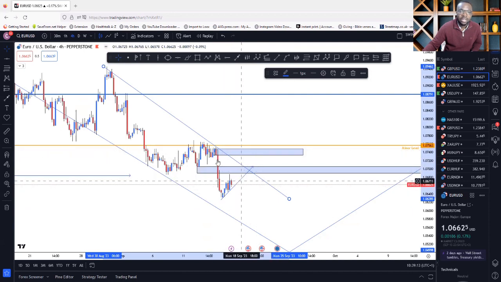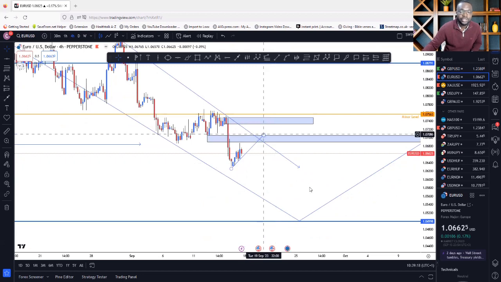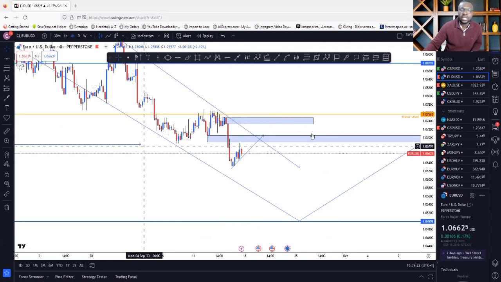But I feel that price may not get to that order block before it starts selling, because even GU is going to be selling crazy. It's a very bearish market on both pairs.